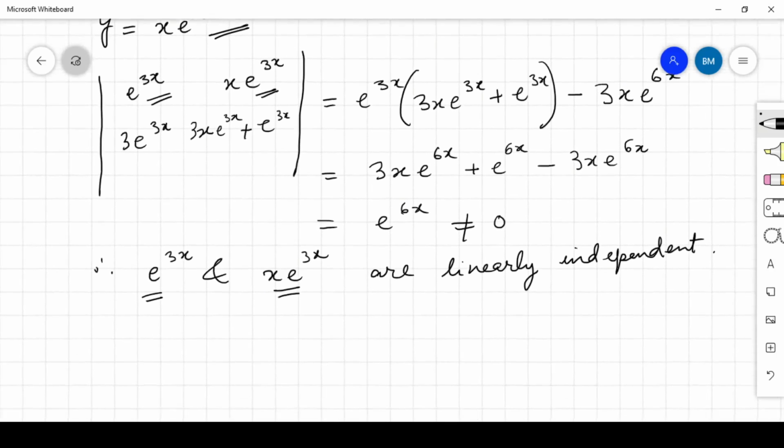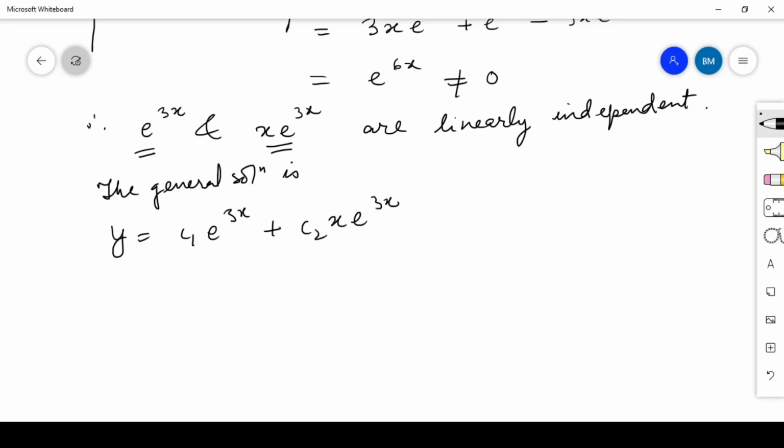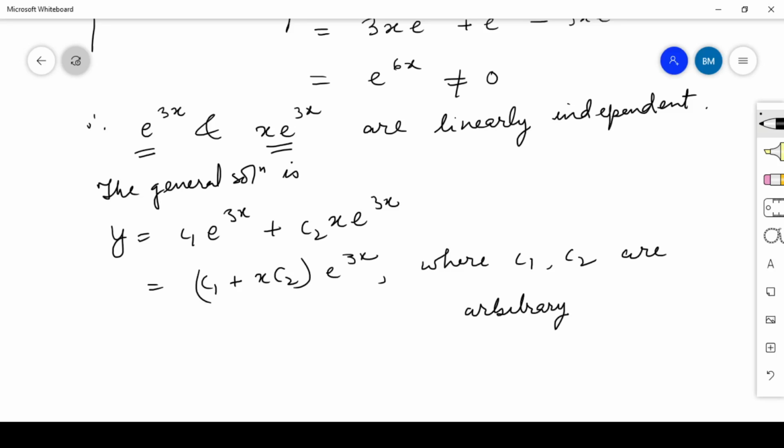Now the general solution: once you get the two linearly independent solutions, you can easily write the general solution. The general solution is y equal to c1 e to the power 3x plus c2 x e to the power 3x, and we can write it as (c1 + c2 x) e to the power 3x. And don't forget to write what these c1 and c2 are. These are arbitrary constants.